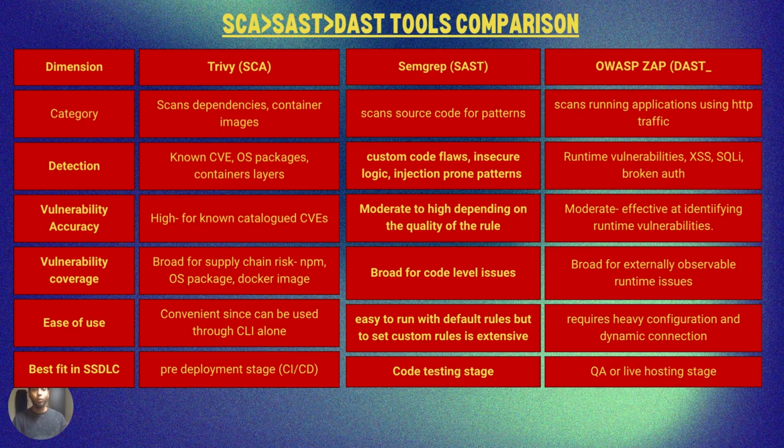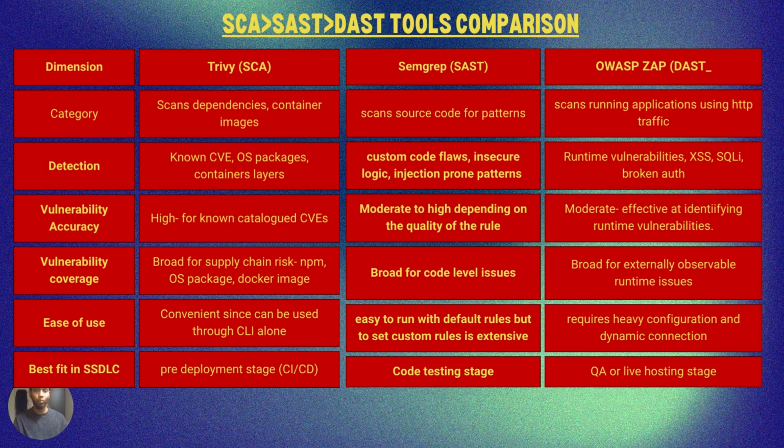The first one detects known common vulnerabilities and exposures in third-party libraries, operating system packages, and functional layers. Semgrep detects custom code flaws, business logic, hard-coded secrets, which is basically static analysis without running the actual application. And the third one runs the application and finds different vulnerabilities such as cross-site scripting, SQL injection, broken authentication, etc.